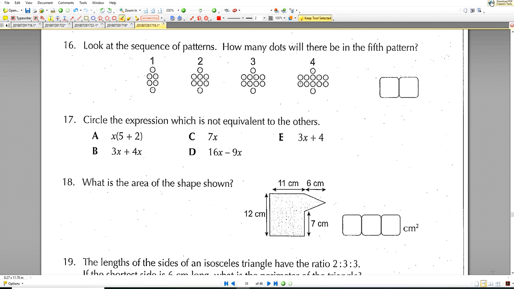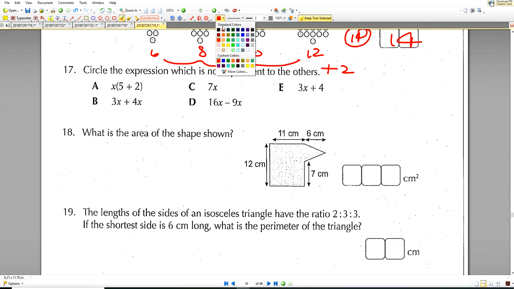Okay, look at the sequence of patterns. How many dots will there be in the 5th pattern? Question number 16. So let's have a look at what the pattern is in the first place. We have 1, 2, 3, 4, 5, 6. So we have 6, and then we have 8. And then we're going to have 10. And then 12. So the pattern looks like an add 2 pattern. So we're going to do 12 add 2 for the 5th pattern. That will give us a total number of 14 circles.